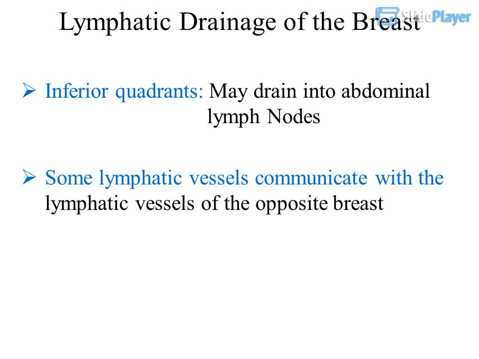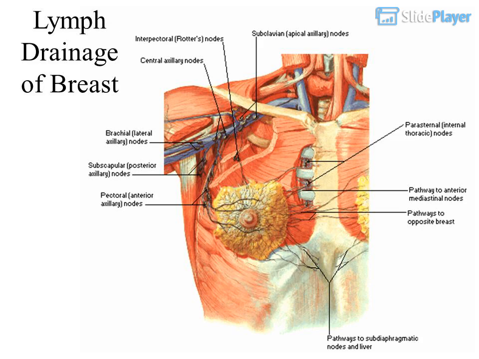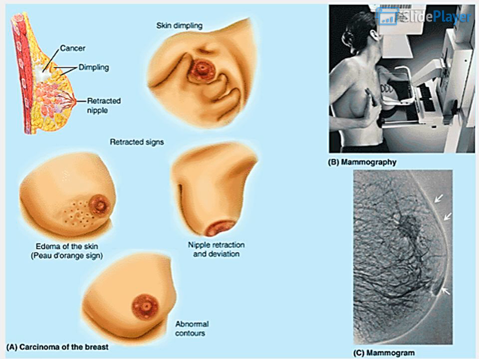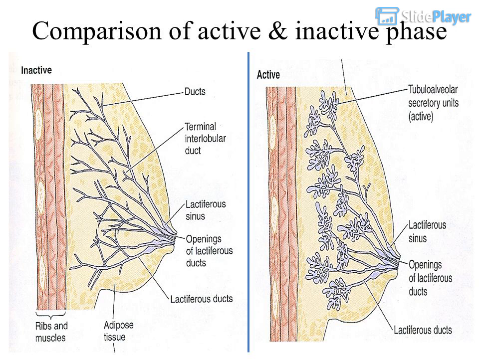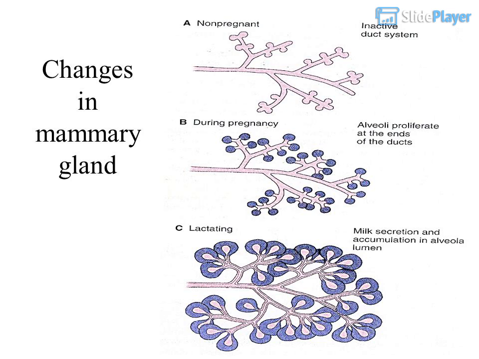Inferior quadrants may drain into abdominal lymph nodes. Some lymphatic vessels communicate with the lymphatic vessels of the opposite breast. Lymph drainage of breast. Comparison of active and inactive phase. Changes in mammary gland.